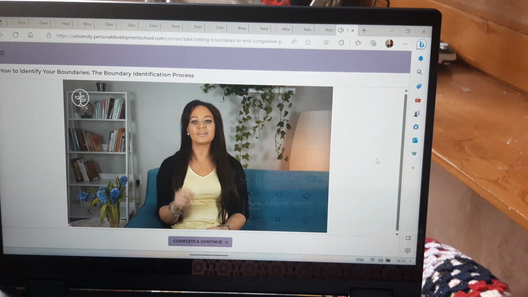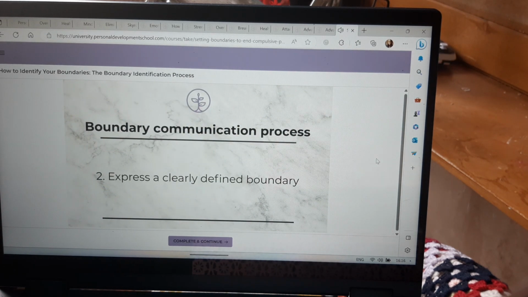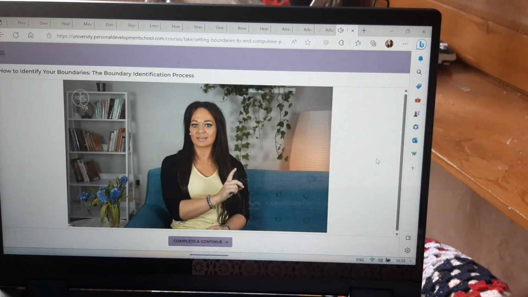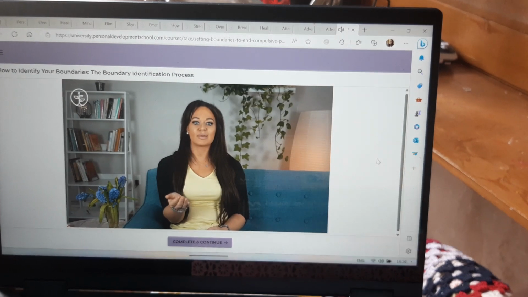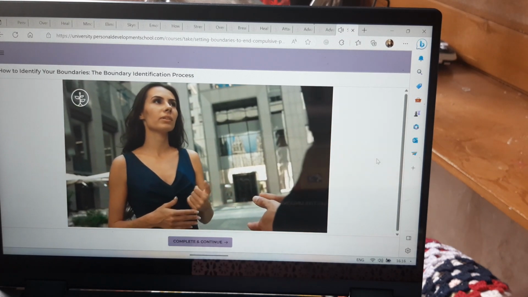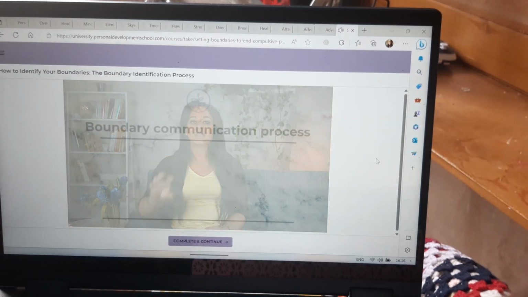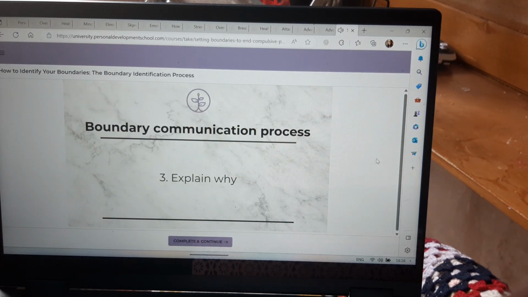So that's step 1. Step 2, you actually say your boundary. You express the clearly defined boundary you have from the boundary identification process, okay? So as an example, maybe it's, hey, boss, I need 3 days to do this, not 1 day. Okay, so it's the actual boundary. Step 3, you explain why. I'm going to come back to this and explain why this is important in the first place as well.